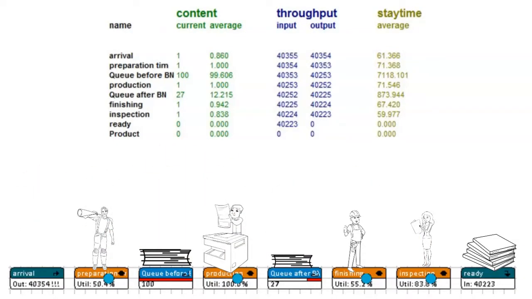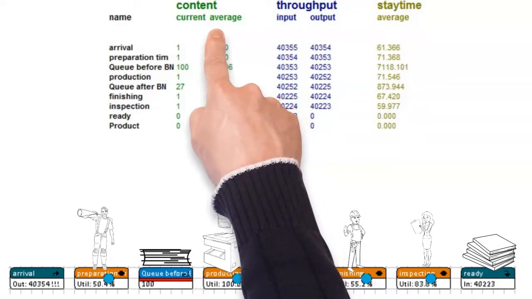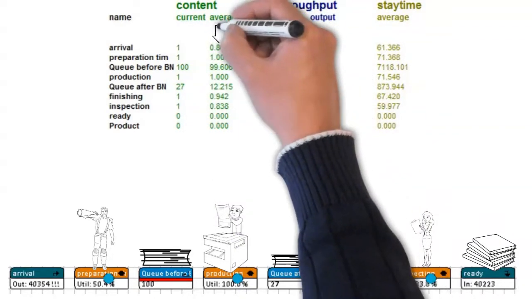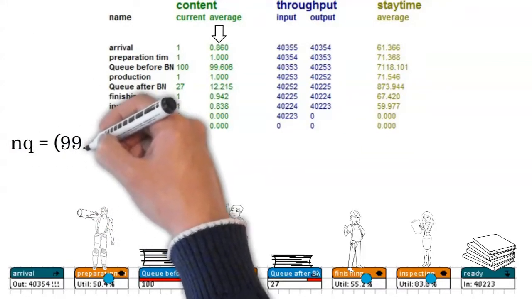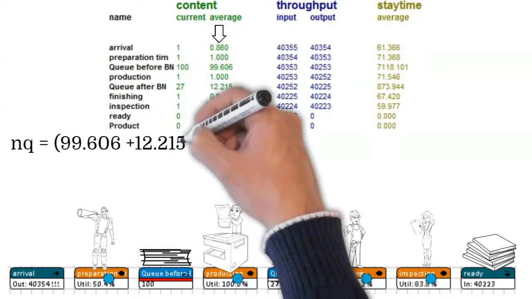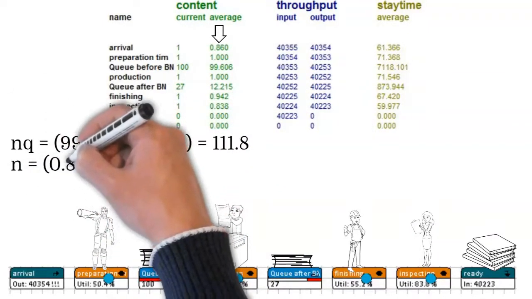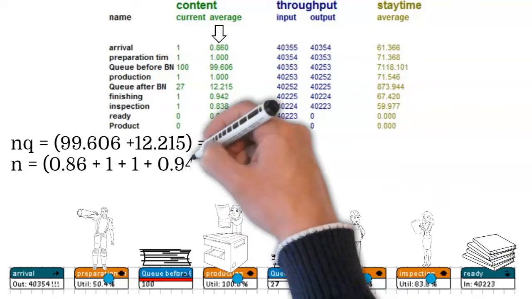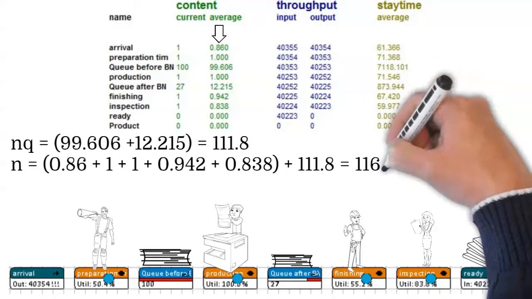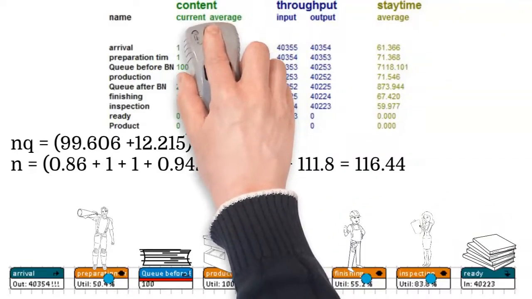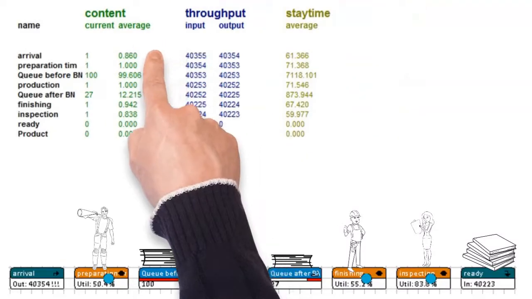The next column is average, and this is more relevant because it states how many products are on every process step on average. So we can work out the terms NQ here. If we add up the average products in queues, we get 111.8. And if we add the products in the servers, we get on average 116.44.